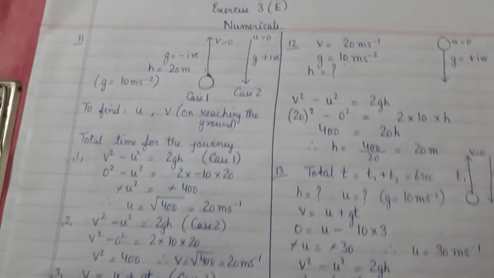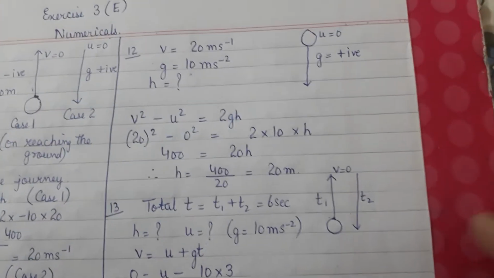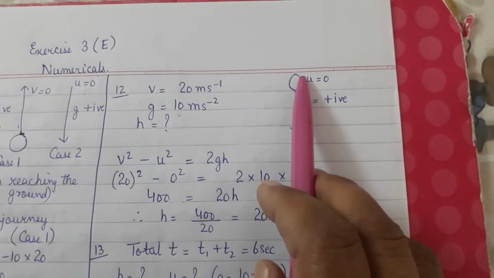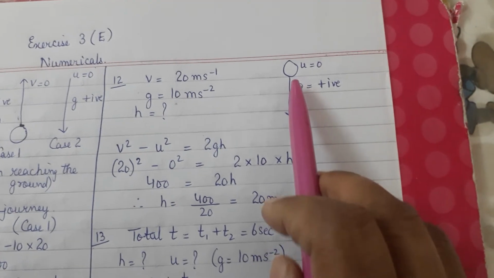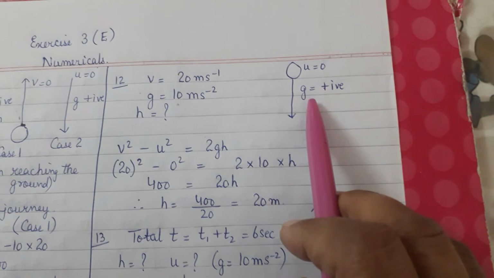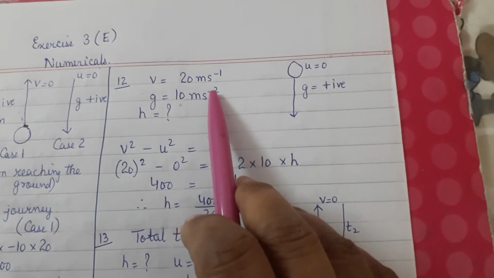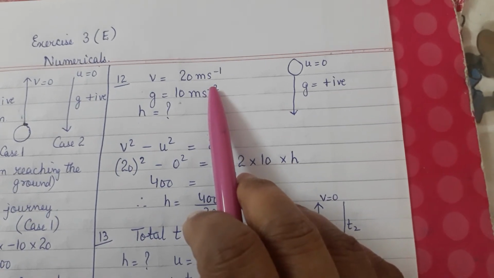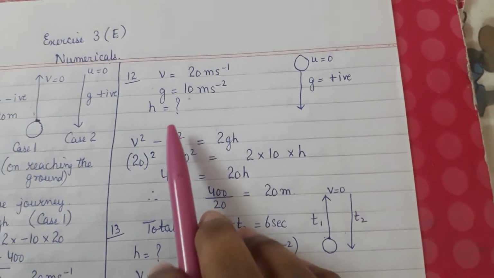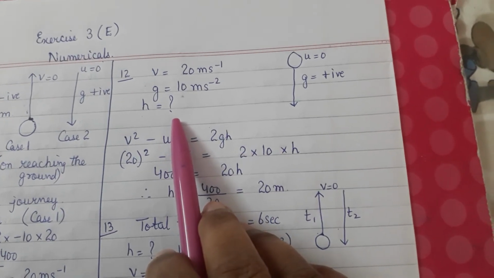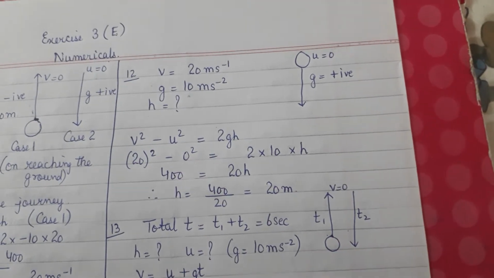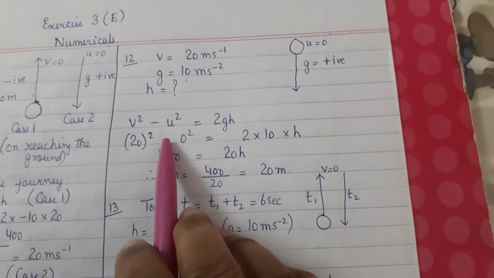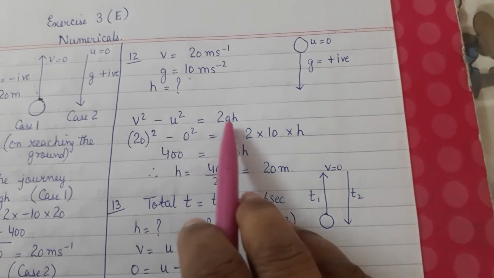Right? Now, we move on to the next numerical, that is the 12th. In this, it has been given that a body is dropped downwards from the top of a tower. Now, drop down means U is 0, right? G is positive. What else is given to us? It is falling at a speed of 20 meters per second. That is the value of V. You are supposed to find out the height from which the body is falling downwards, right? For that, we will use the formula V square minus U square is 2GH.